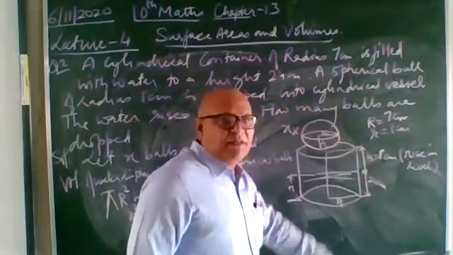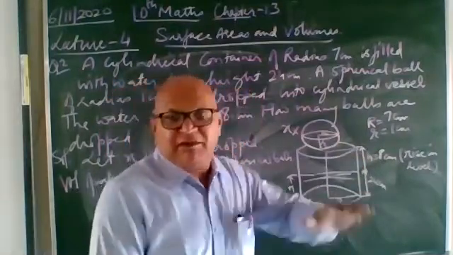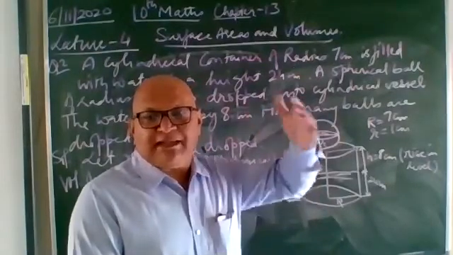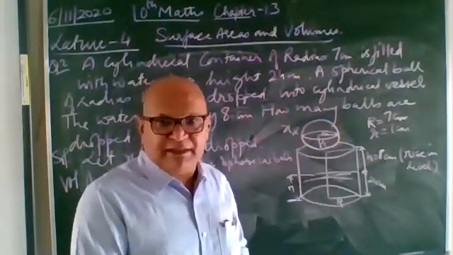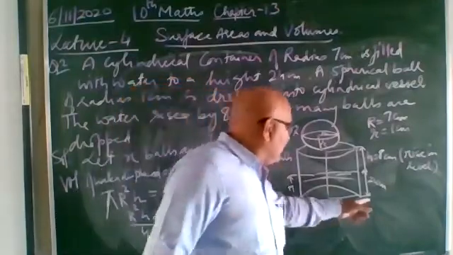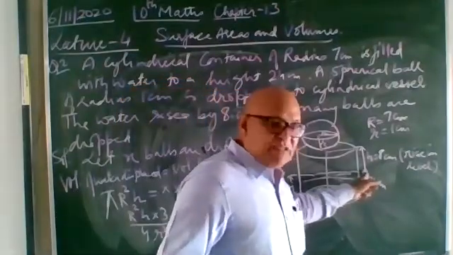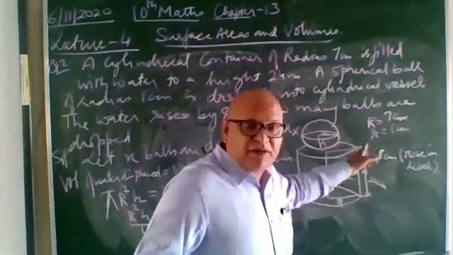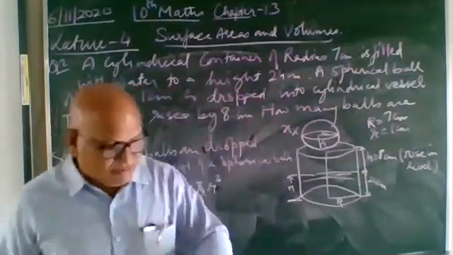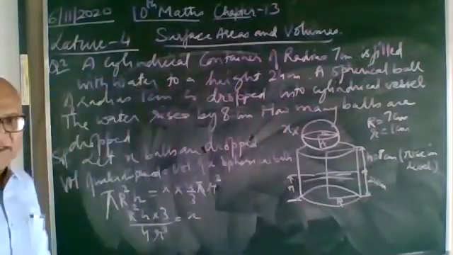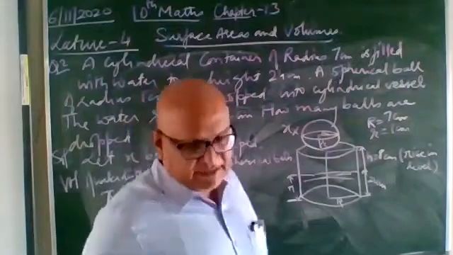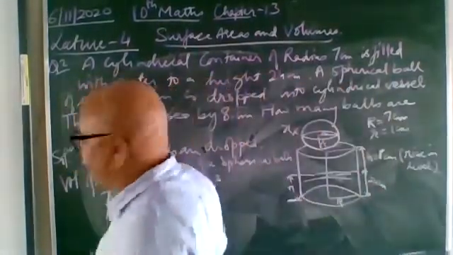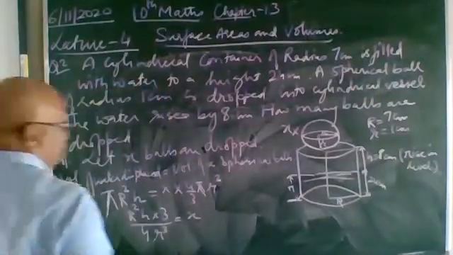Or after dropping the balls, sometimes it is said that when all balls are dropped, the water reaches to height 32 centimeter. So what you will say? If this is 24 and this is 32, the rising level will be 8 centimeter. So this is what you have to remember. Now find the value of x by putting the values.